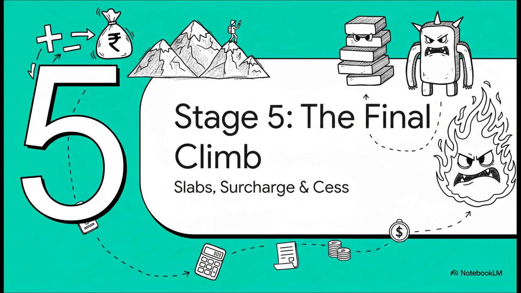Well, we've made it. We're at the final mountain, the last big challenge of our whole quest. We've taken our GTI, we've subtracted our deductions, and now we have our net total income. This is the income on which tax will actually be calculated. But to do that, we have to face the final bosses, the tax slabs, the surcharge, and the cess.